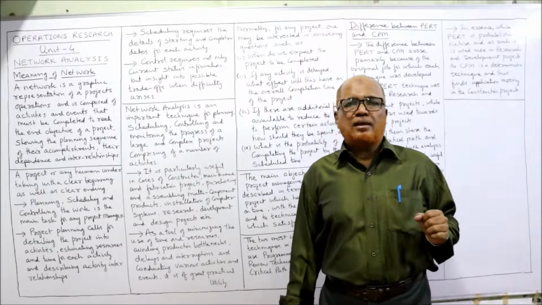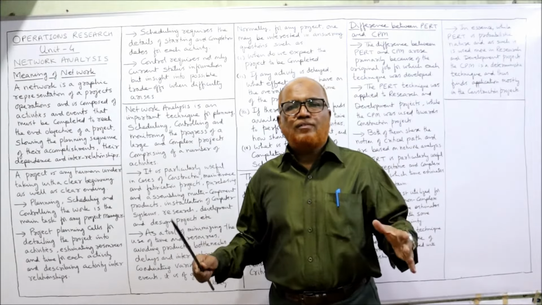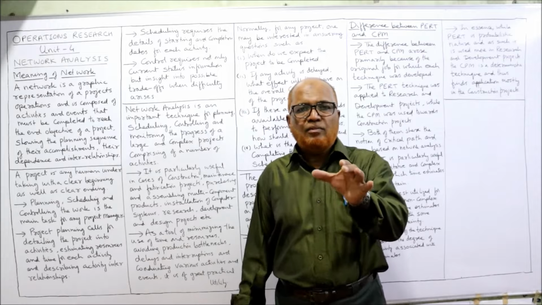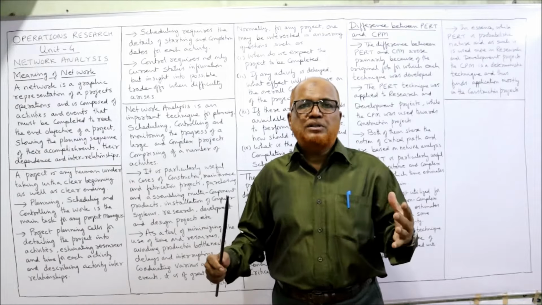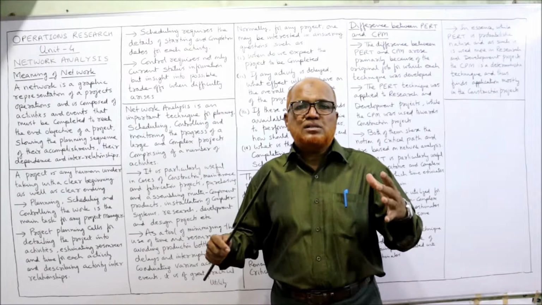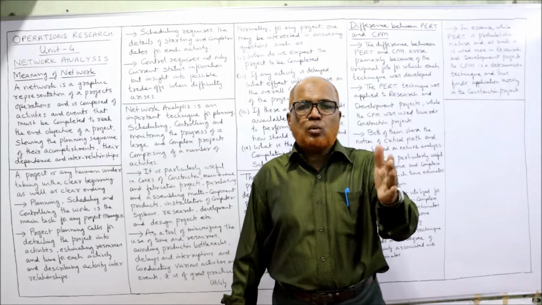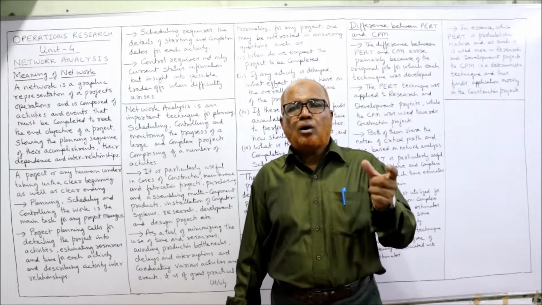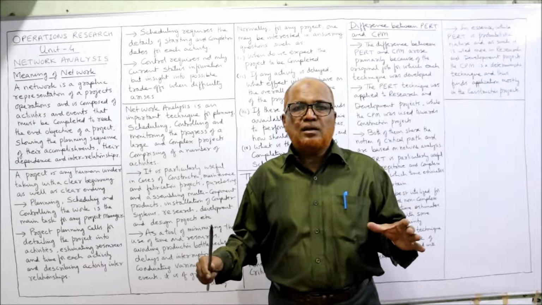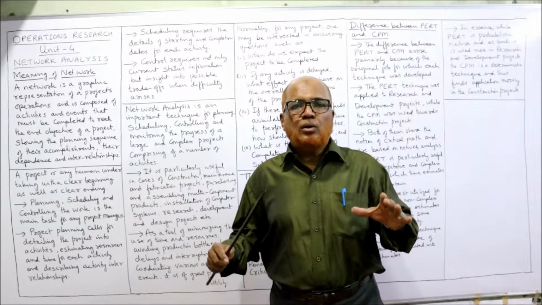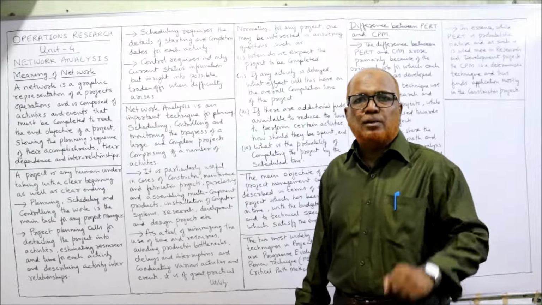Just an example I'll give you. An engineer, before starting the work of his constructional activity, will make a graph. He will make a diagram. How should the project be? What are the activities involved in completing the project? What is the sequence of those activities? How much is the time duration for each activity? Systematically he has to plan. Then only will he be able to accomplish the objective of completing the project.